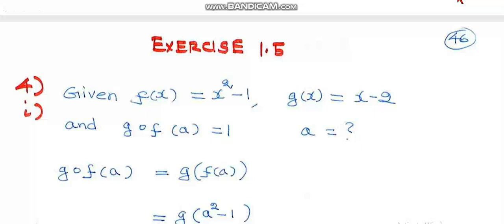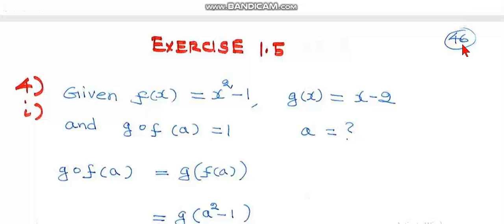Exercise 1.5, question number 4. Given f of x equal to x squared minus 1, g of x equal to x minus 2. Also we are given g dot f of a is 1. We have to find the value of a.